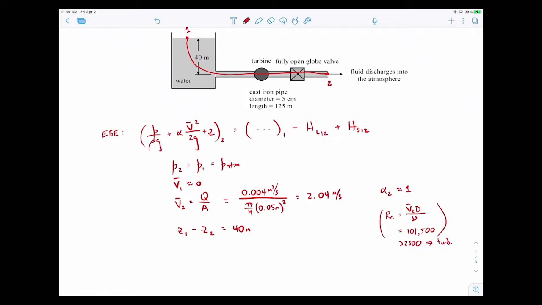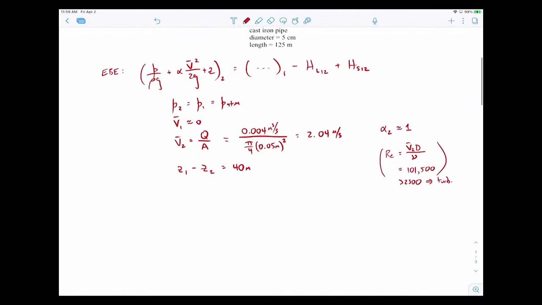Now we need to move on to the HL and HS terms. Let me start with the HS term. That's the shaft head term. Ultimately, I've said before that term contains the turbine power, but how's that related to power? What are the units for HS? Length. That's right, it's a head term. So how do I relate that to power?